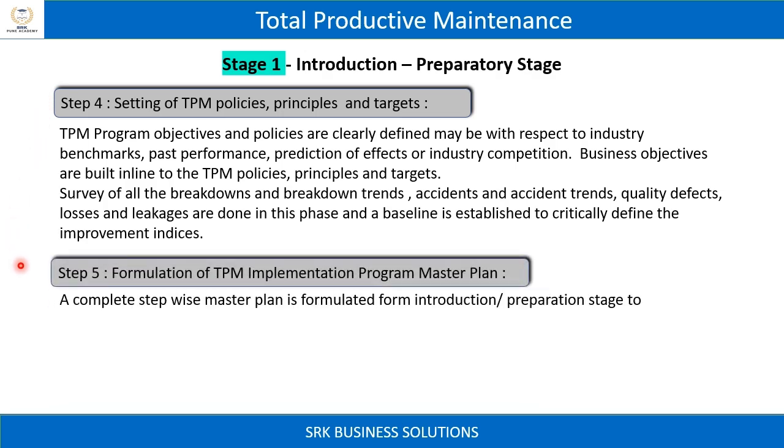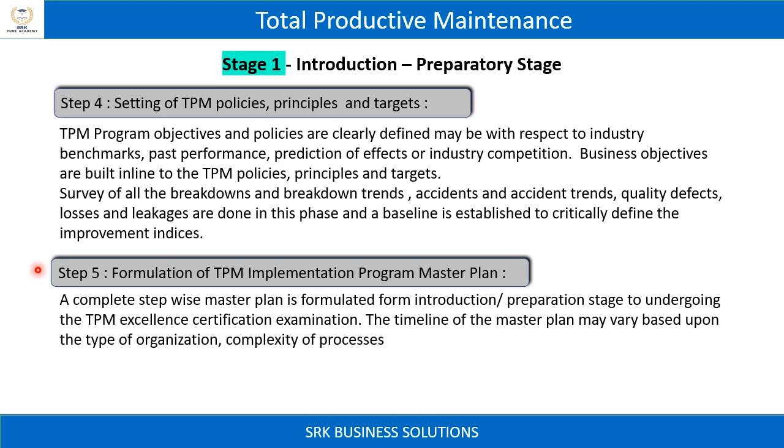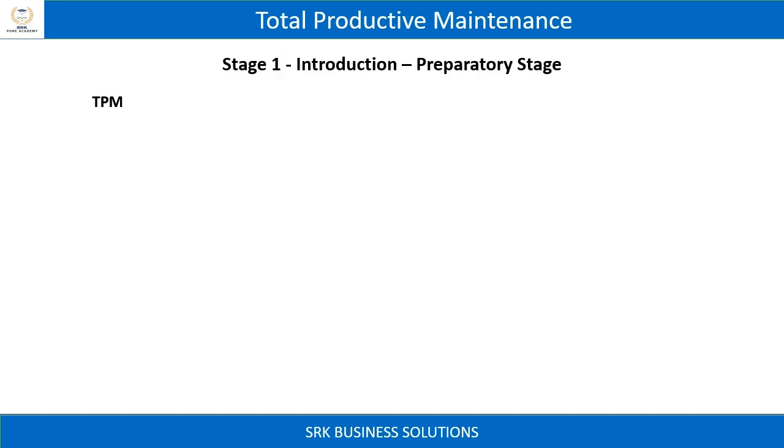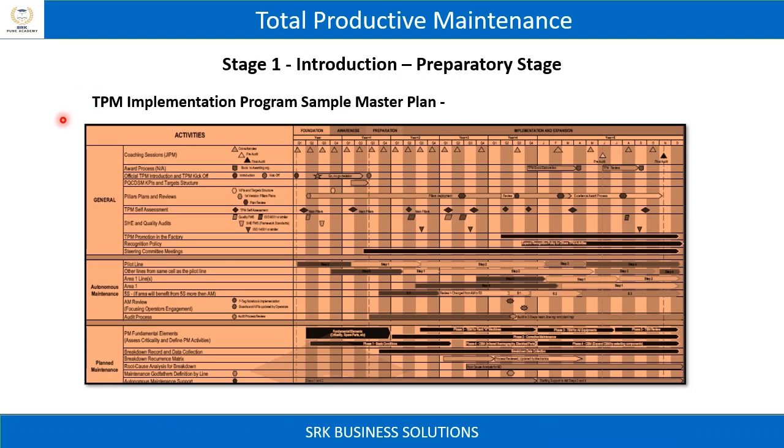Step 5. Formulation of TPM Implementation Program Master Plan. A complete step-wise master plan is formulated from introduction preparation stage to undergoing the TPM Excellence Certification Examination. The timeline of the master plan may vary based upon the type of organization, complexity of processes, and adaptability of employees. With respect to the master plan, annual target plans, quarterly activity plans, and monthly schedules may be derived. The image shows a complete stepwise sample master plan for the TPM implementation program.